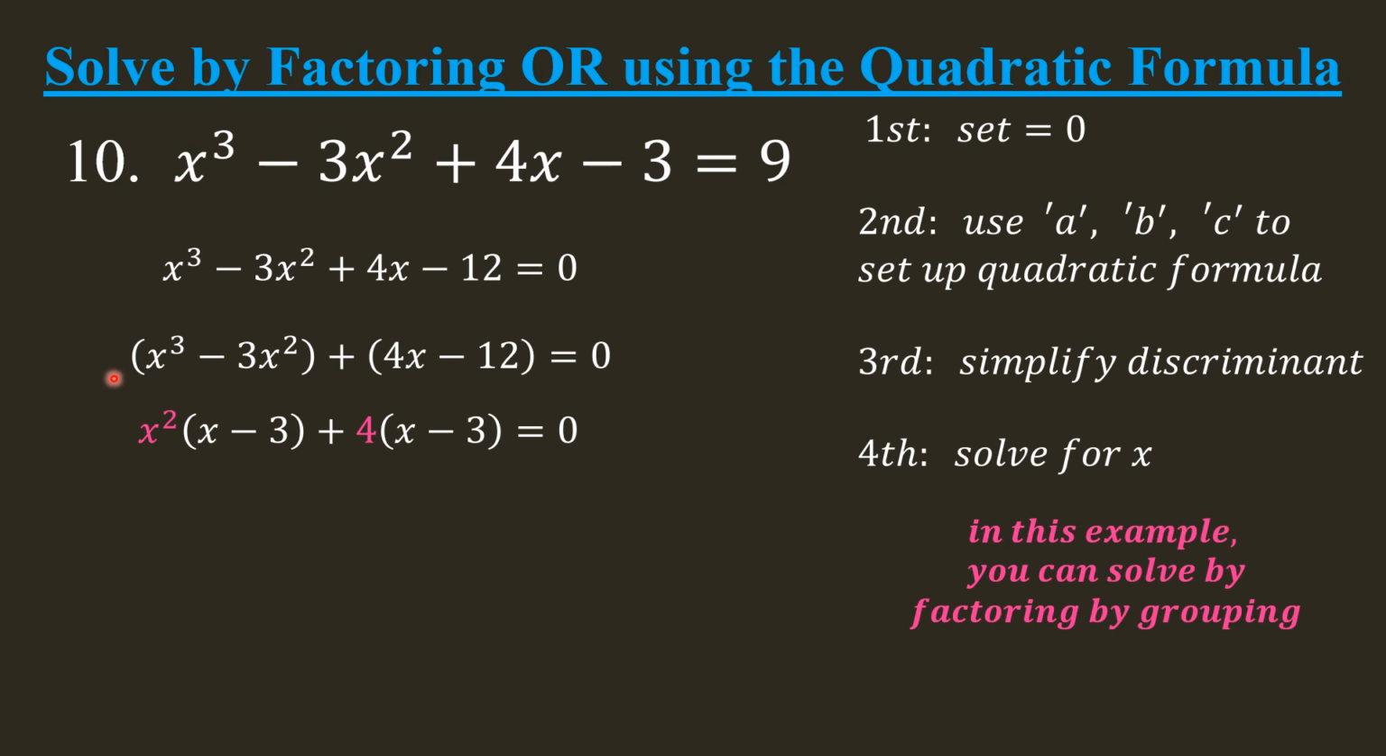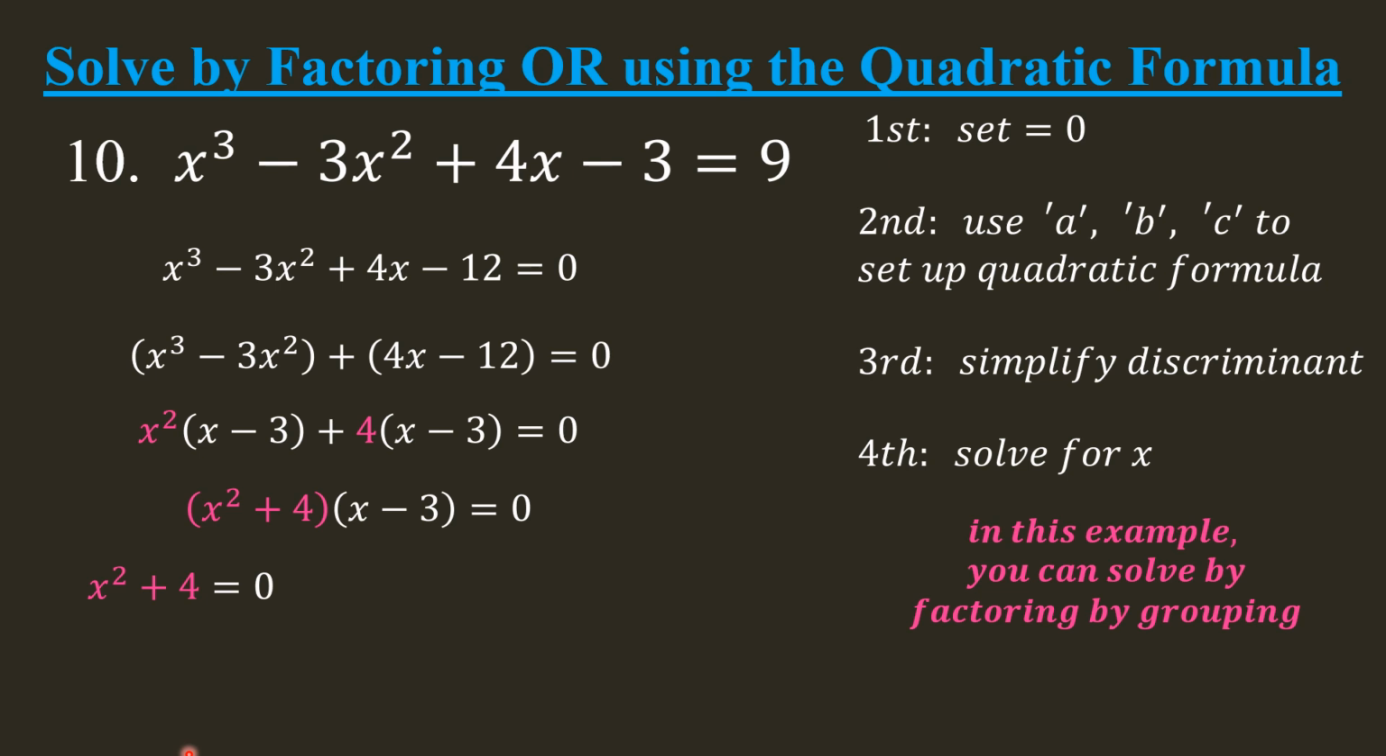The GCF of x cubed and negative 3x squared is x squared, leaving us with a factor of x minus 3. 4x and negative 12 are both divisible by 4, so factor out a positive 4, leaving us with that same factor, x minus 3. So then we're going to regroup: x squared plus 4 multiplied by x minus 3. X minus 3, this factor at the backside, that's easy. You can solve that, set it equal to 0, and you'll get a 3.